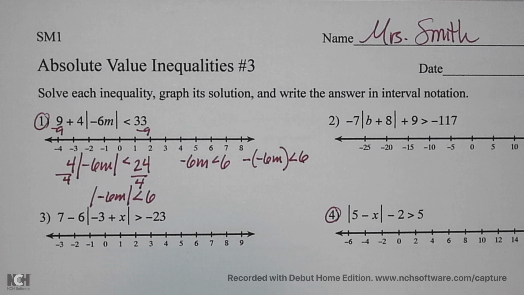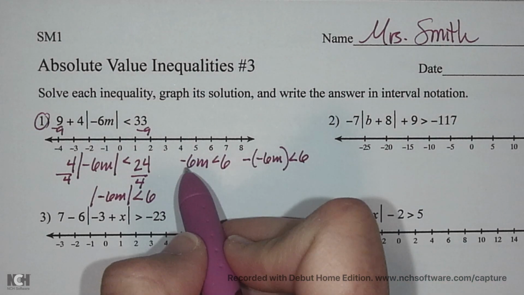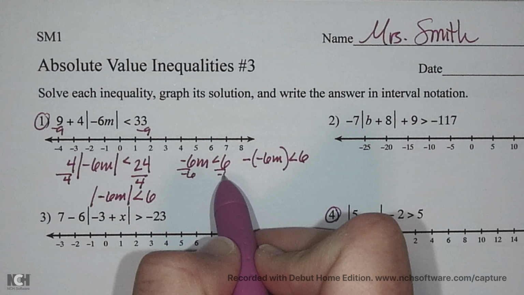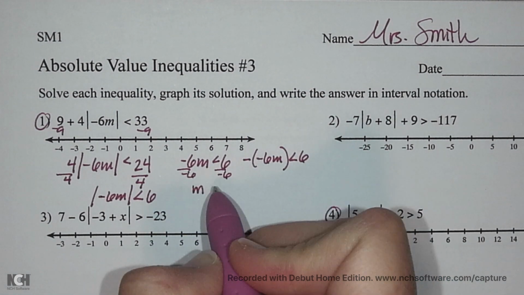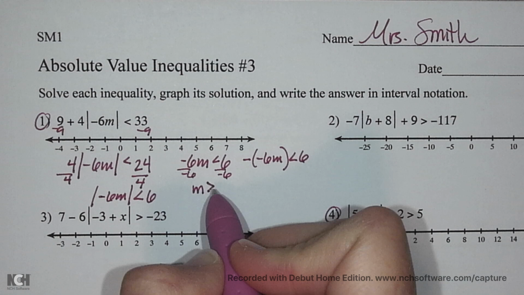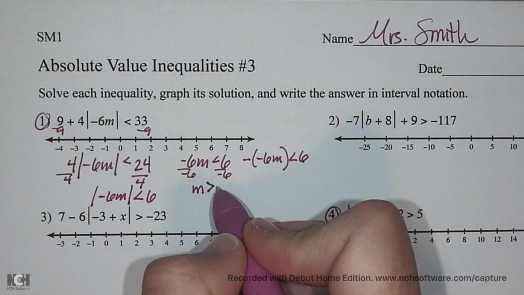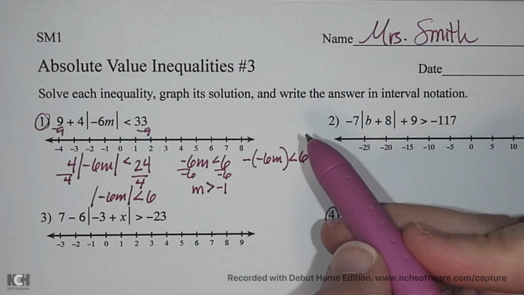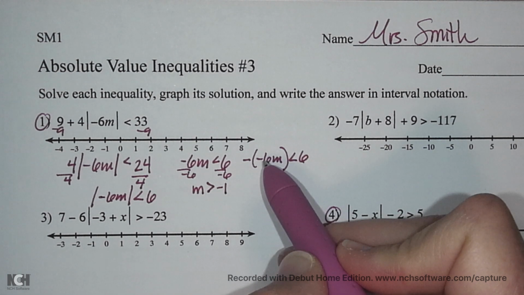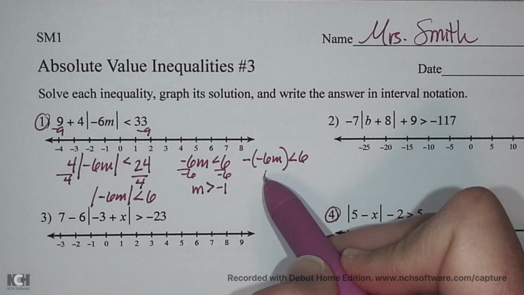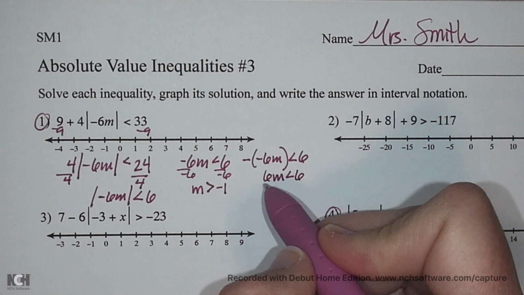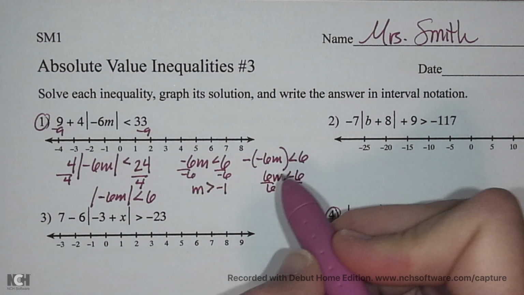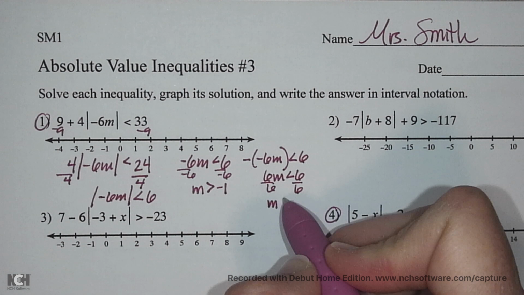Okay, and let's solve. So dividing here by negative 6, and what do we have to do when we divide by that negative? That's right, we're going to flip the inequality sign around. So it's going to be m is greater than negative 1. And then over here, negative becomes positive. So you have 6m is less than 6. And then you're going to divide through by that 6. And you'll get m is less than 1.